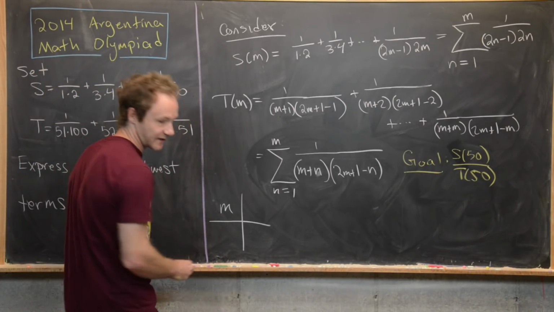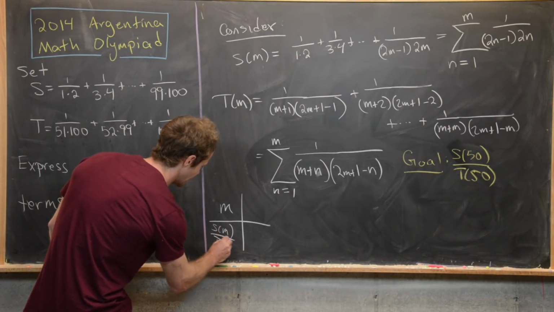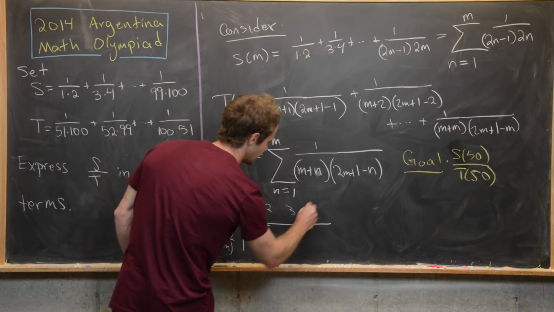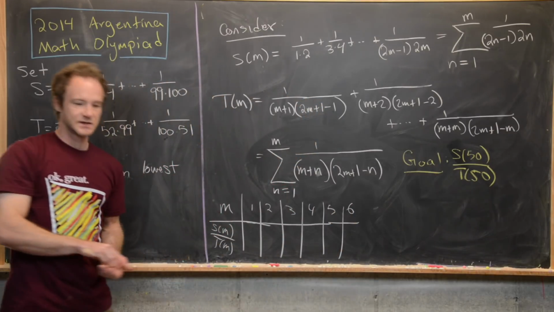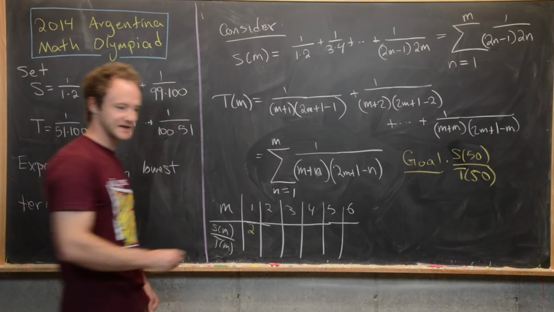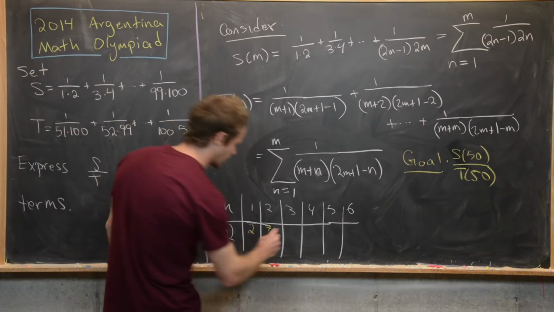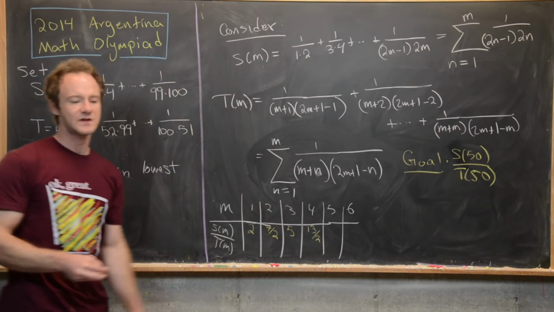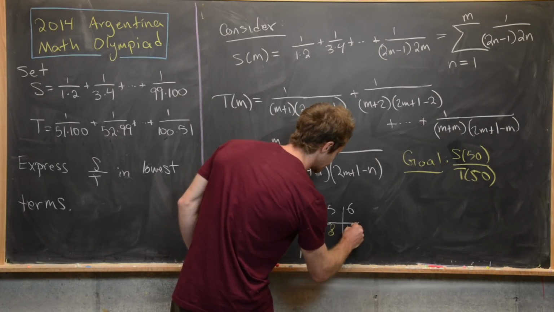So I'm going to make a chart where we have these m values, and then we have the appropriate quotient, s of m over t of m. So let's go up to 6: 1, 2, 3, 4, 5, 6. Great. So if you do this calculation, you get 2 for this first one. For the second one, you're going to get 7 over 2. For this third one, you're going to get 5. For this fourth one, 13 over 2. For this fifth one, you're going to get 8. And for the sixth one, you're going to get 19 over 2.